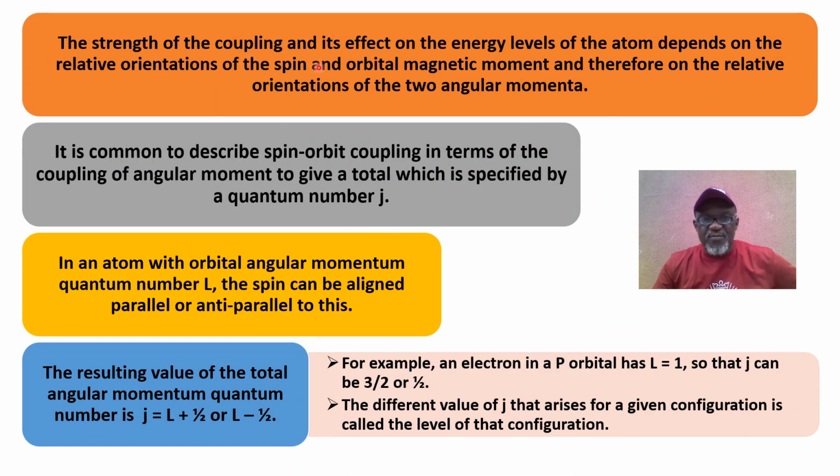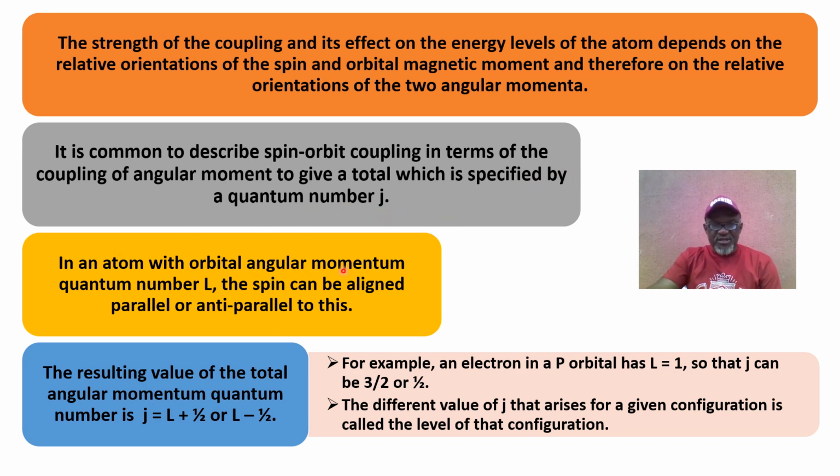The strength of the coupling and its effect on the energy levels of the atom depends on the relative orientations of the spin and orbital magnetic moments, and therefore on the relative orientations of the two angular momenta. It is common to describe spin-orbit coupling in terms of coupling of the angular momenta to give a total, which is specified by a quantum number J.